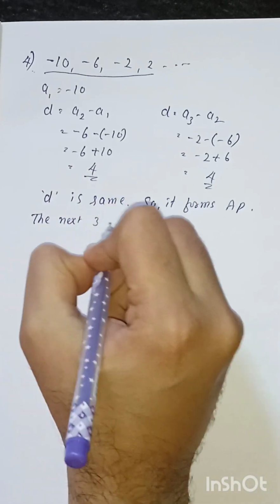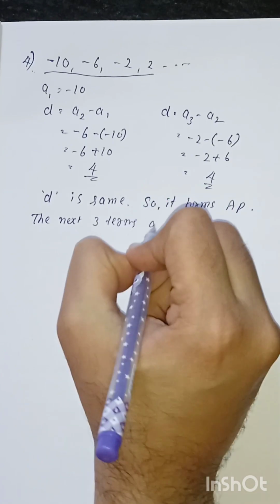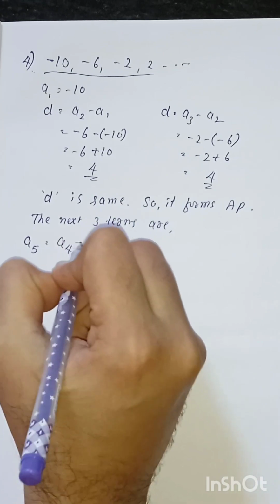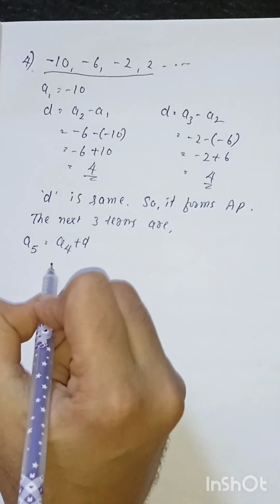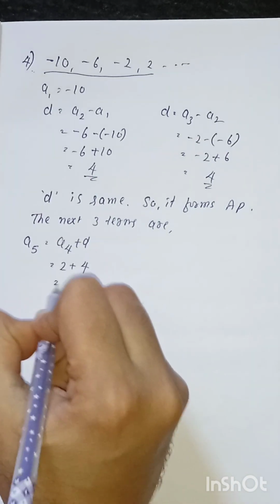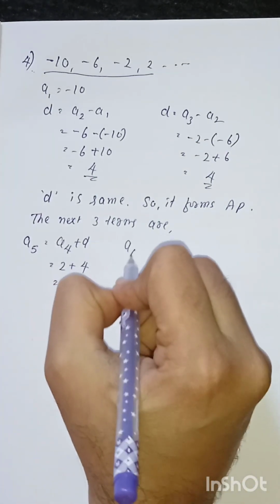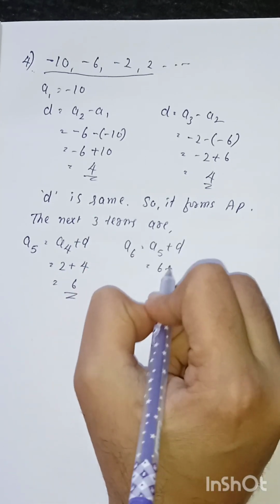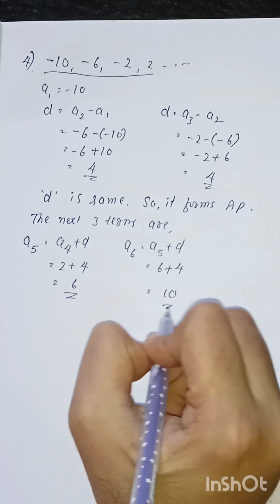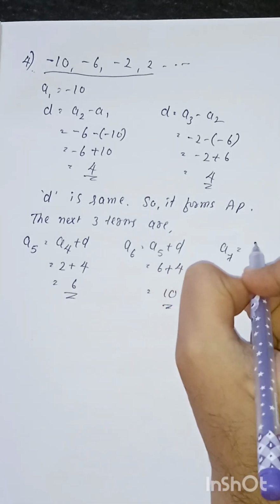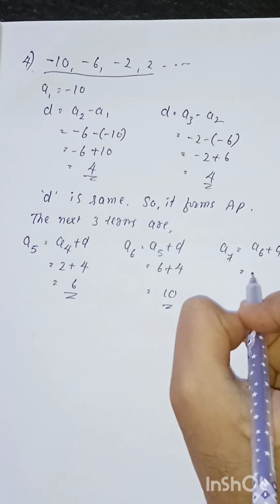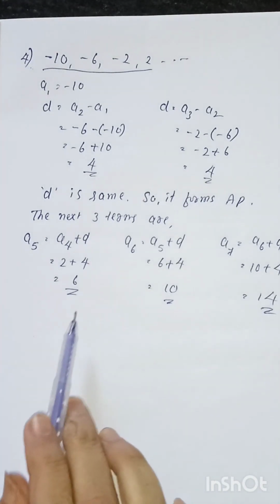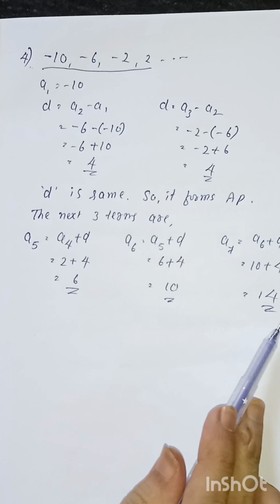The next three terms are, start from A5. A4 plus D. A4 is 2. 2 plus 4, that is 6. A6 equals A5 plus D. What is A5? We just got 6 plus 4, that is 10. In the same way, A7, A6 plus D. So A6 is 10 plus 4, that is 14. Here the next three terms are 6, 10 and 14.